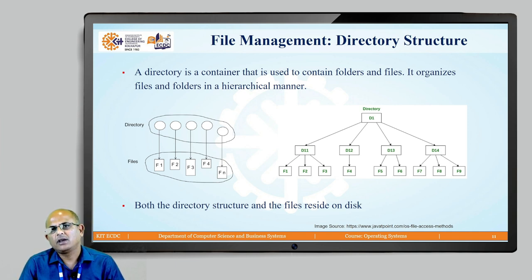So why do we need a directory? Because it helps us organize the files and folders in a hierarchical manner. You can see there is a clear hierarchy: directory D1, then the folders, then the files F1, F2, F3. So multiple directories have multiple files. That is the way directories help us organize files. Both the directory structure and file structure actually reside on the disk, so even the directory structures are stored on the disk.